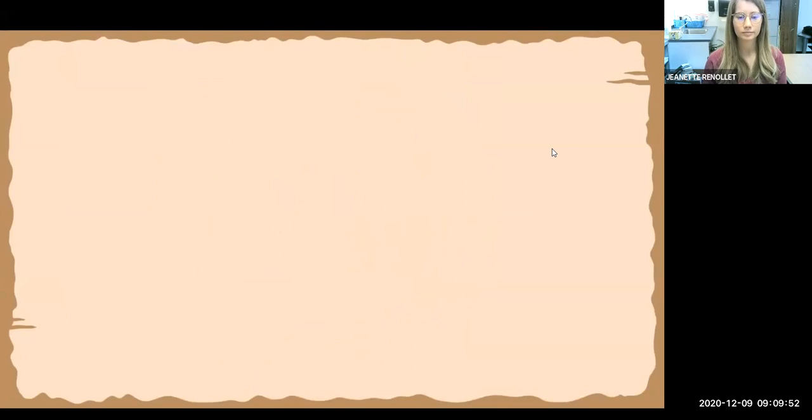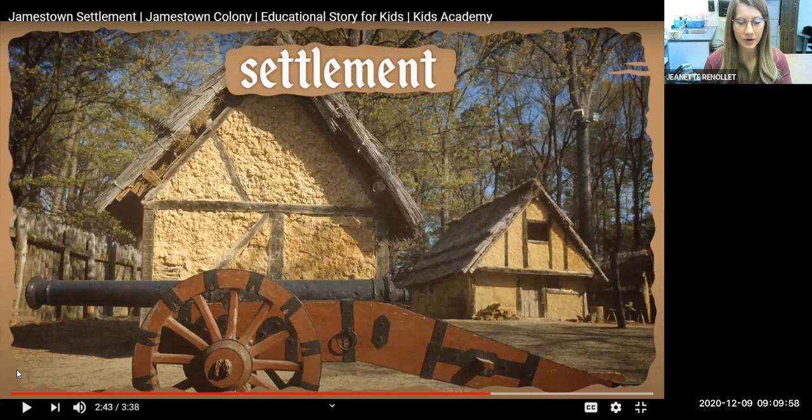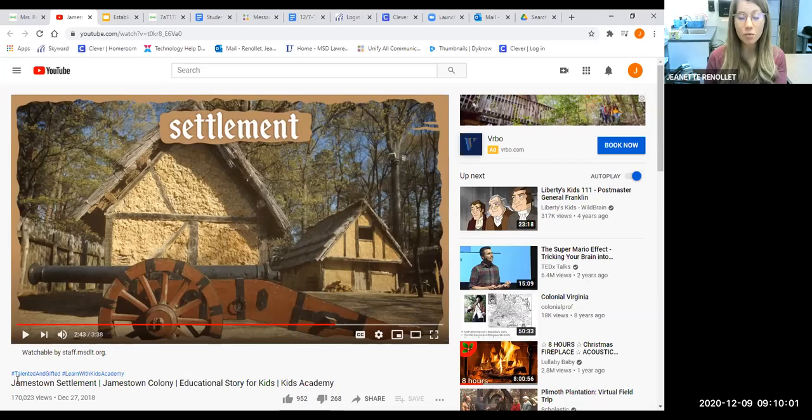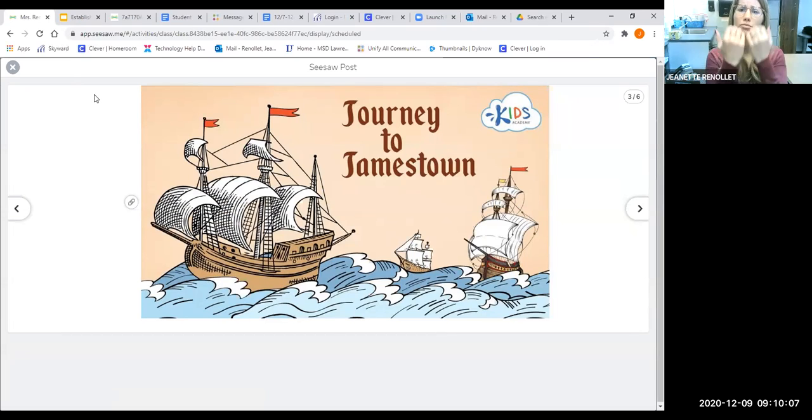Let's review. Jamestown was the first English settlement in North America. Okay, so we have just learned a little bit more about after the Pilgrims, who were the people who started moving and immigrating to our country. Just like the Pilgrims, many of them came on ships or boats. And when they got here, they decided to settle. They decided it was time for them to start building colonies. There were 13 colonies that were built a long, long time ago, and that is how our country started.